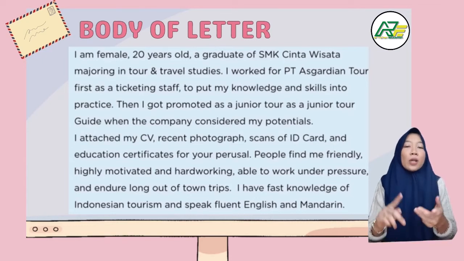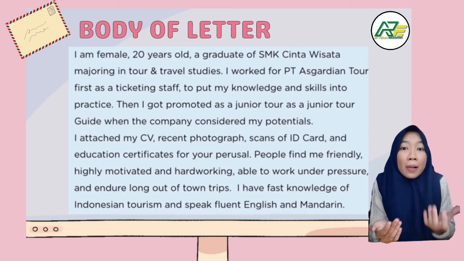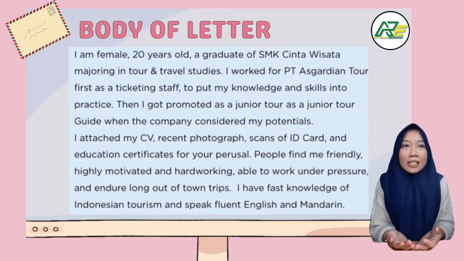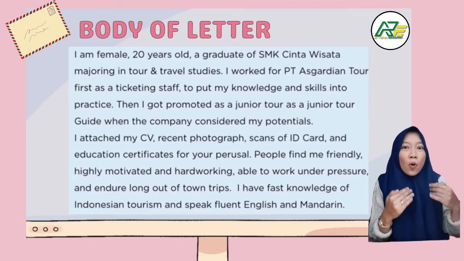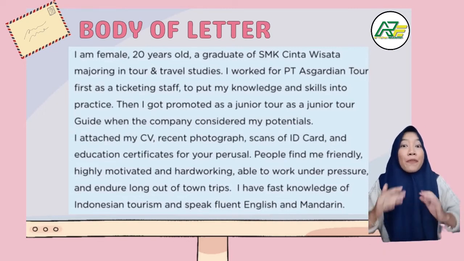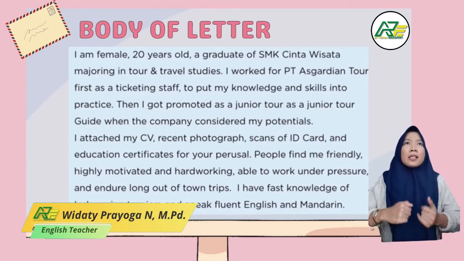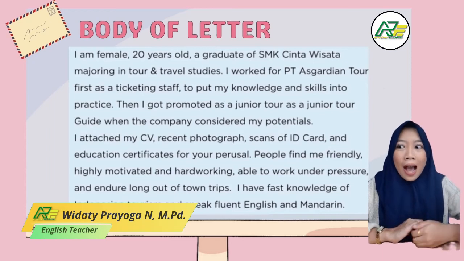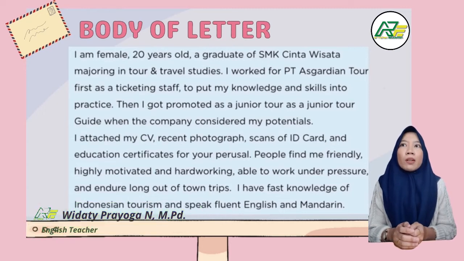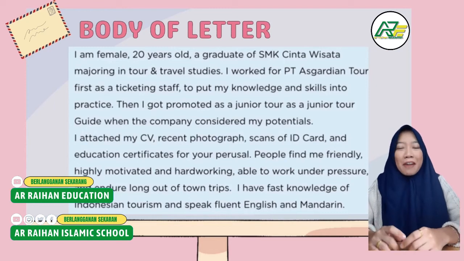Okay, after experience, you have to write down the skills. Okay, your skills. For example, I am able to speak English fluently. My TOEFL score is 600, something like that. So the company wants to accept you. So you have to write down your skills. And then the last one is the value for the company. So you have to write down your value for the company. For example, I am an adaptive person. I can work under pressure. Okay, what else? Something like that.